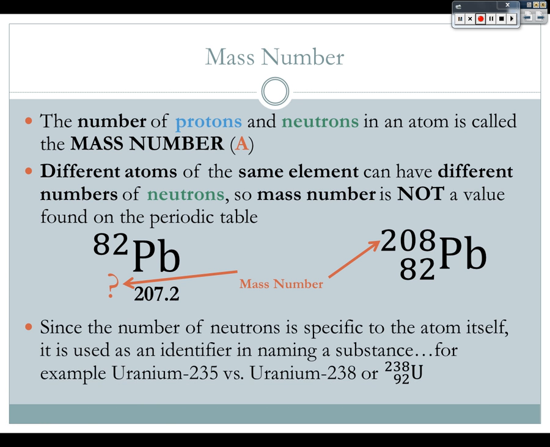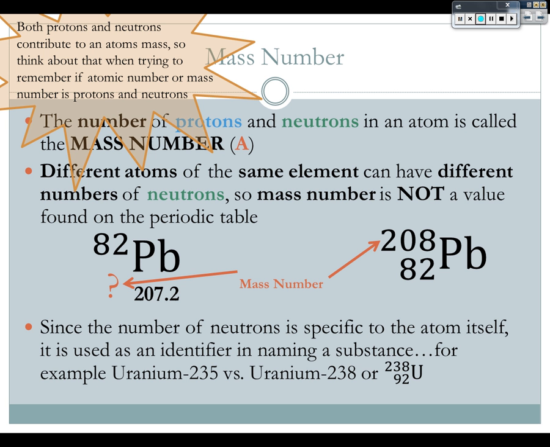So if we want to know the number of neutrons in an element, we have to give the mass number, and we have to specify what isotope it is. So like uranium-235 versus uranium-238, we have to give the mass number, or we can write it like we did with this lead. So mass number is not something that is given to you on the periodic table. It has to be specified in a problem if I need you to use that.